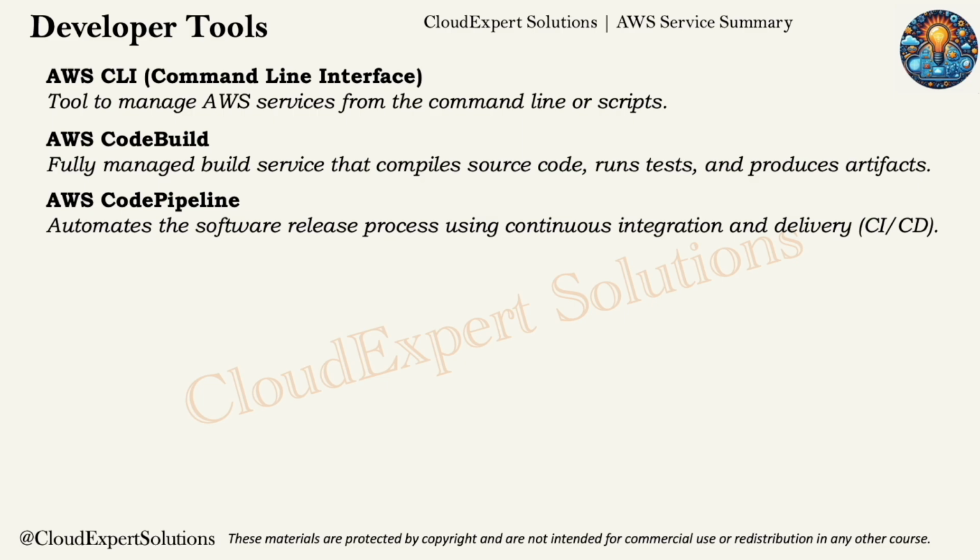Next is AWS CodePipeline. AWS CodePipeline automates the software release process using a CI/CD pipeline, and AWS CodePipeline can be used to orchestrate the full release workflow from code to deployment.